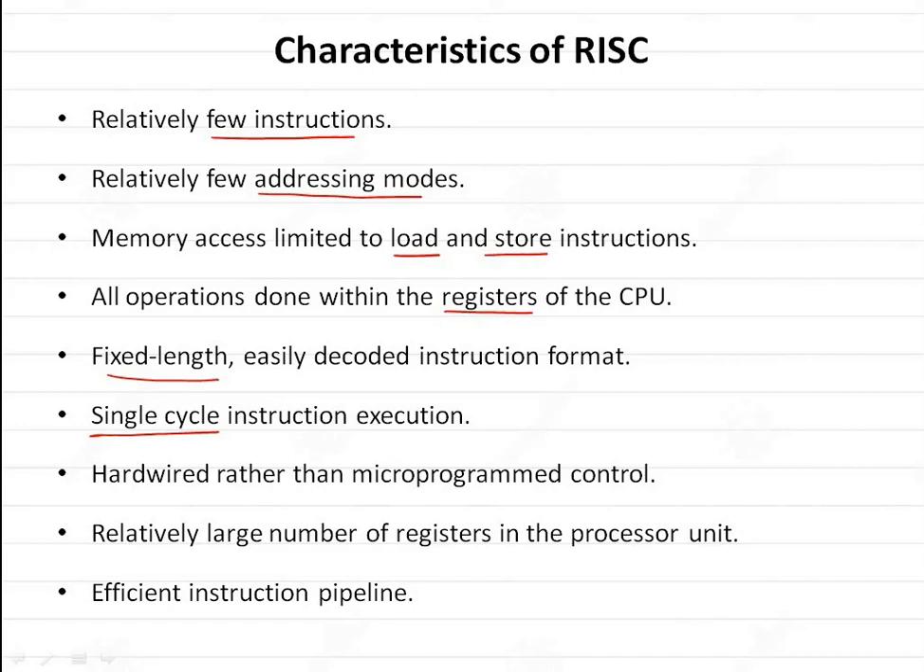Next, the architecture is hardwired rather than microprogrammed, as we have seen in case of CISC architecture. Along with it, we require a large number of registers in the CPU, because everything has to be loaded into the registers before the processing can be done. And finally, it makes use of an efficient instruction pipeline, so the overall speedup using the pipeline is more.